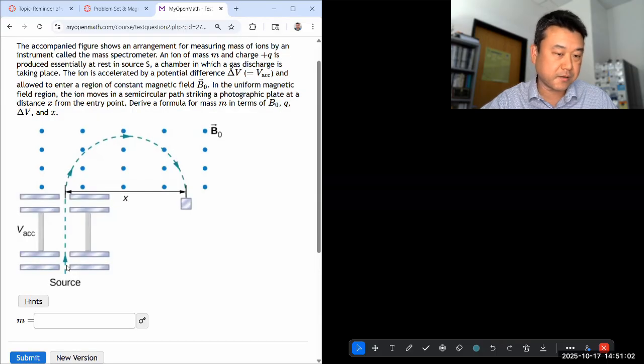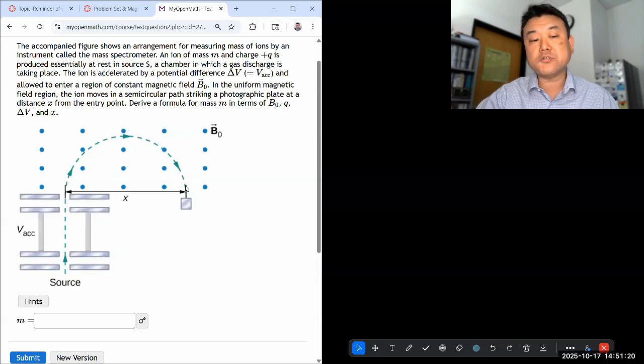Yeah, sounds right. The particles come out over here. The path bends under magnetic field. They hit something here, an ion chamber. The ion is accelerated by potential difference, delta V, right? And allowed to enter a region of constant magnetic field.